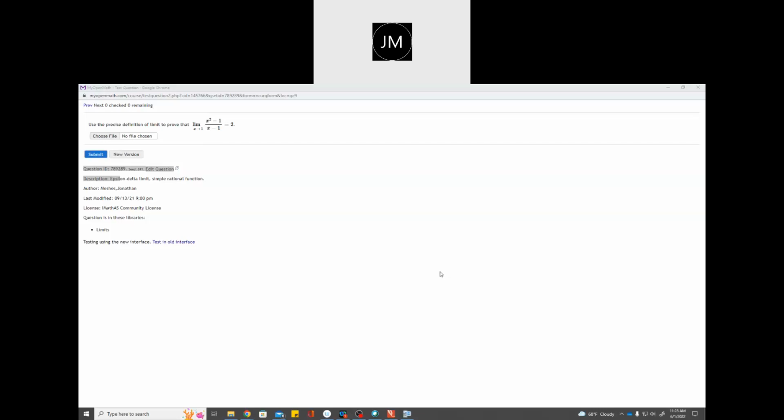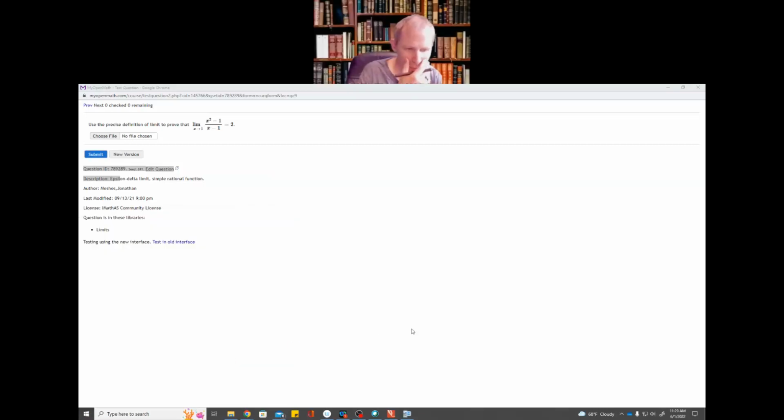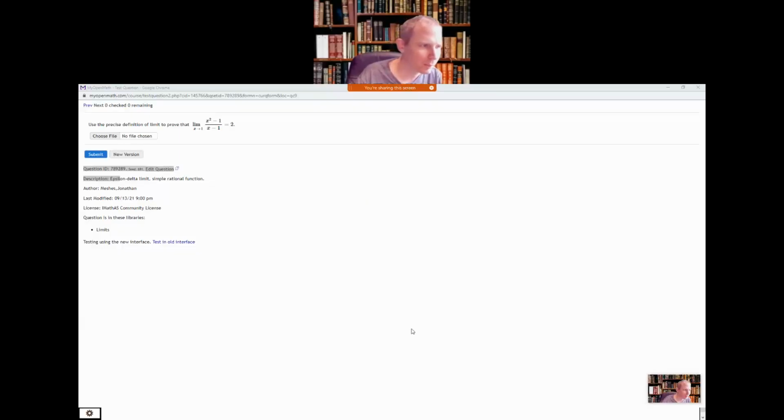Okay, so use the precise definition of limit to show that the limit as x approaches 1 of x squared minus 1 over x minus 1 equals 2. So let me go through that really quickly. This is very similar to the ones we did on the exam, but there is, I think, a very real difference here. So let's see where that comes up.